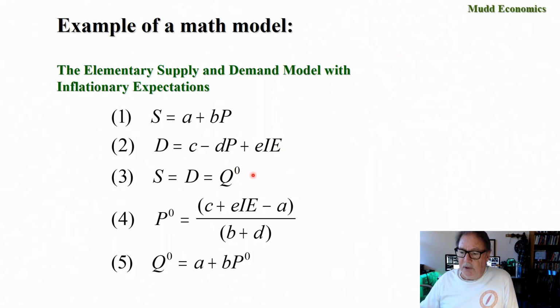So once again, we have a clearing equilibrium where supply is equal to demand, and that gives us it's going to be at the same quantity. And then again, we have a price solution, and we have the quantity solution that arises from the price solution. So we have a singular market clearing model.